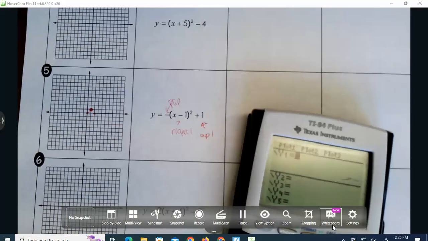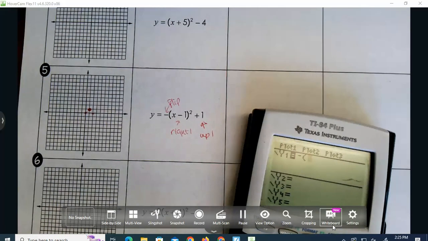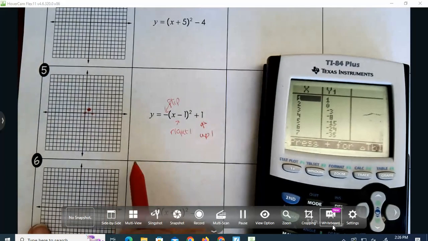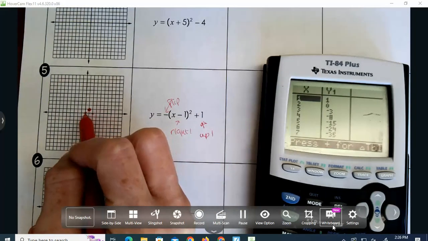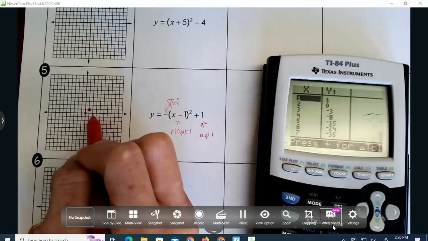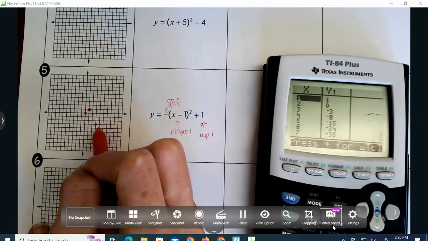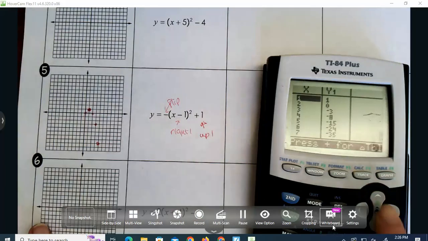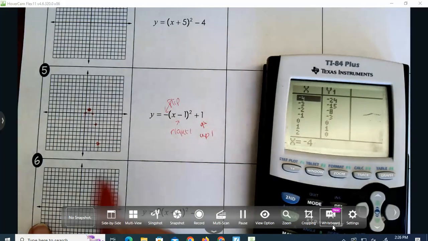here. So we have a negative x minus 1 squared plus 1. We can look at our table feature, and it tells us some points. 1, 1, 2, 0, 3, negative 3. If you wanted, you could go 4, negative 8. And we know we can go the other direction as well.